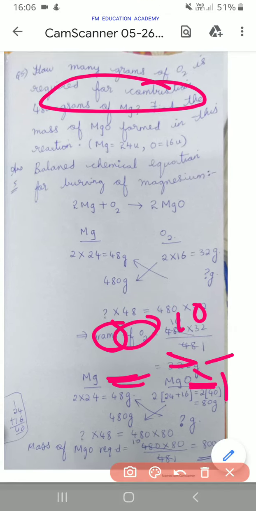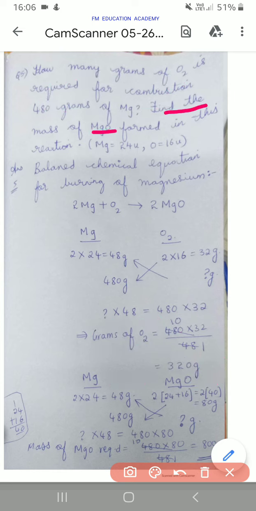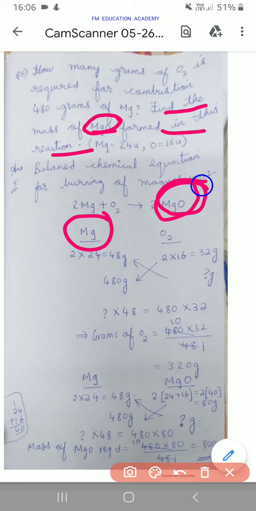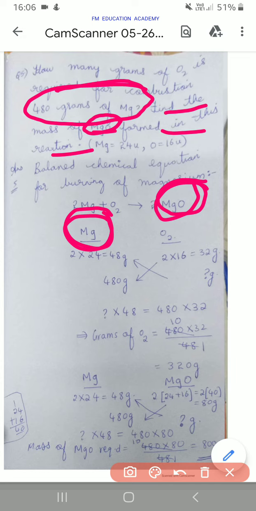Now one more question is asked in the exam. Find the mass of magnesium oxide formed in this reaction. Now magnesium oxide, MgO is asked, means this is required, and you can take magnesium. Magnesium and magnesium oxide are required because magnesium is given, 480 grams. So take magnesium and magnesium oxide now. So write here magnesium, write here magnesium oxide.